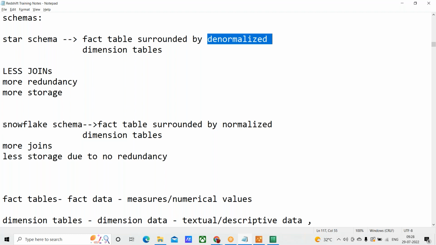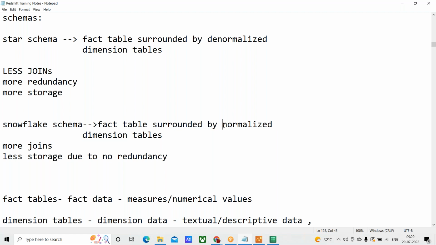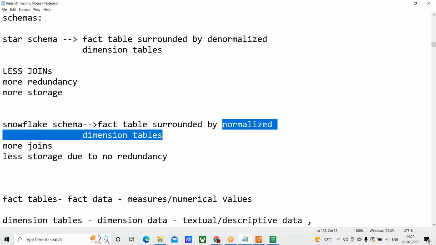Then what is Snowflake schema? In Snowflake schema, the fact table is surrounded by normalized dimension tables. Normalized means dimension tables are further divided into two or more tables. Which table? The dimension table only. The dimension tables are further divided into smaller tables with fewer columns to avoid redundancy. That is called Snowflake schema.